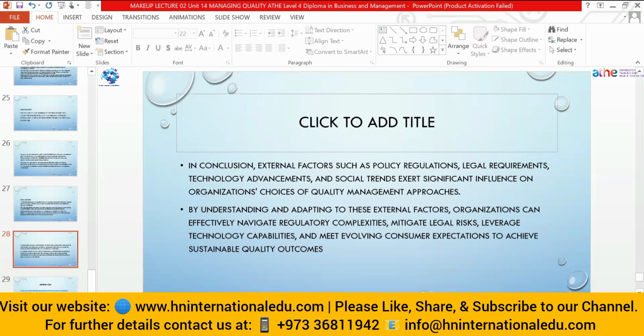Why is sustainable quality outcome necessary? Because we need to sustain in the industry, in the market, for a longer period of time. We're not going to be there for 1 year, 2 years max. We can stay there 50 years as well. It depends on our methodologies and techniques, how we cater to the consumers. That's it. We are done with lecture 2.